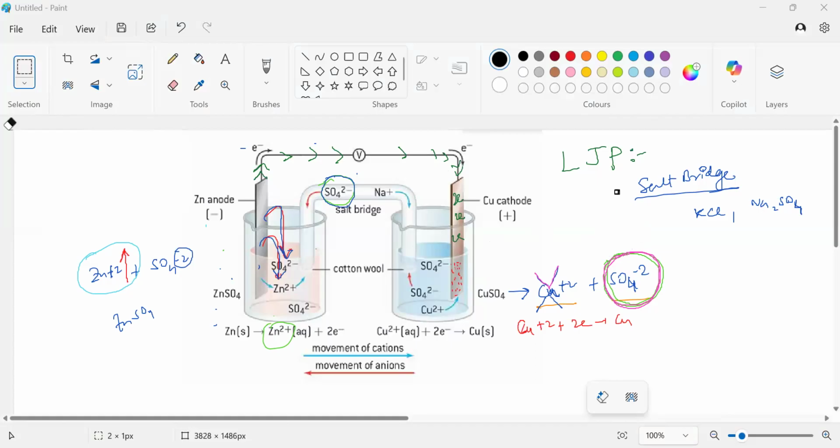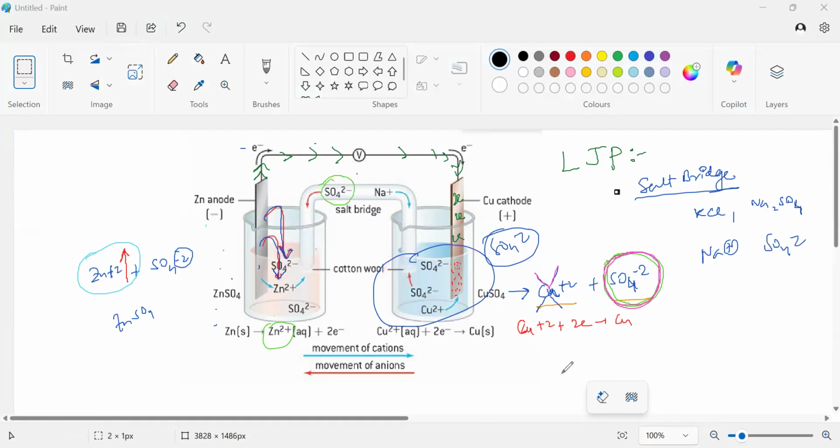Sulfate ions will be more. So who will be getting attracted from the salt bridge, Na plus or SO4 2 minus? In the solution, you have sulfate ions more in number. Who will be getting attracted from the salt bridge? Na plus or sulfate ions? Na plus, right?